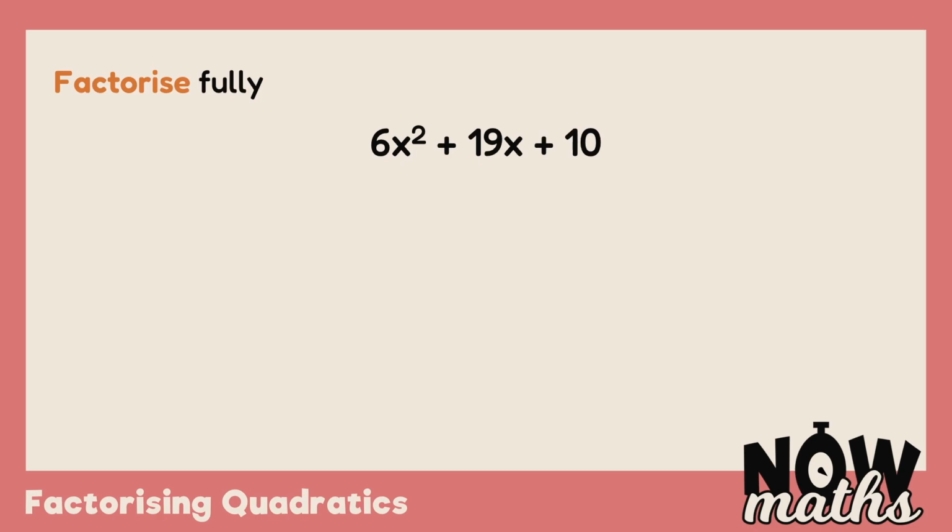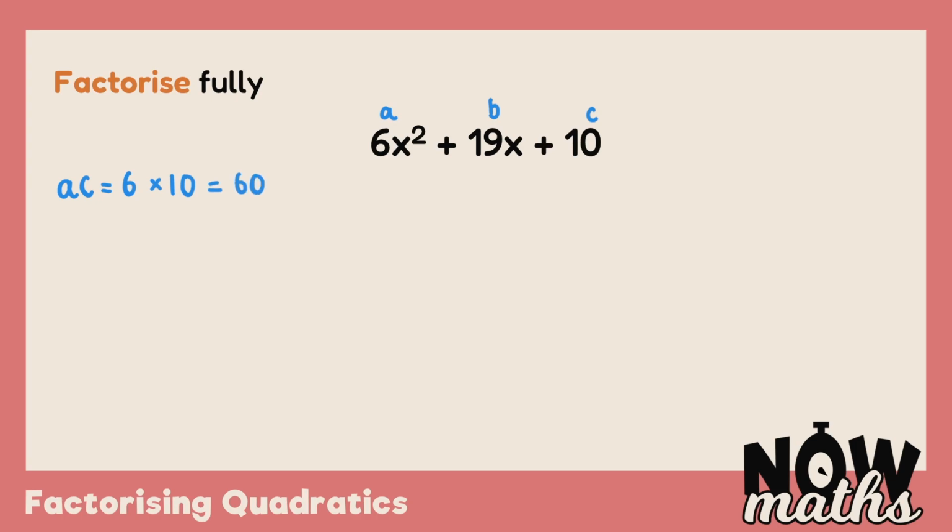Now looking at a second example of using this method. The first thing we need to do is label the x squared coefficient a, the x coefficient b, and the constant c. We then work out the value of AC. In this case, A is 6 and C is 10. And to work out AC, we multiply them together. So 6 multiplied by 10 is 60.